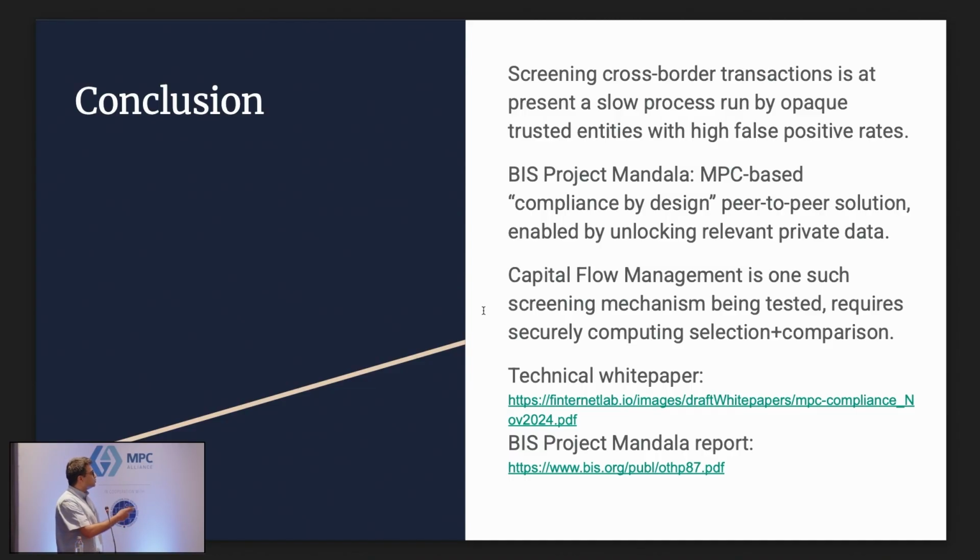And there are two checks actually. There's the private sanctions list one, and then there's the capital flow management check. But I presented the capital flow management one in more detail because I figured it would be more interesting to an MPC audience, because it does involve some non-trivial MPC operations.